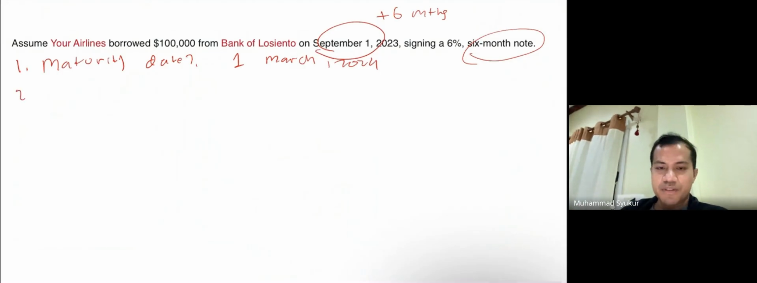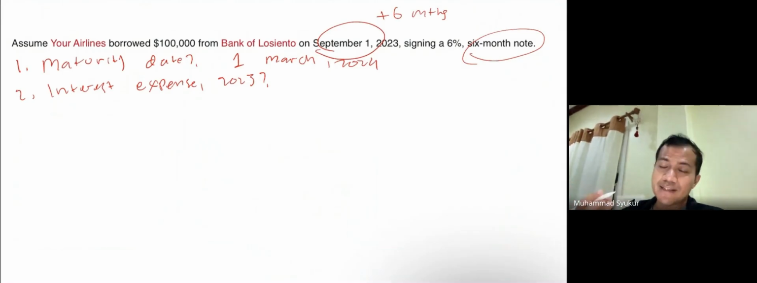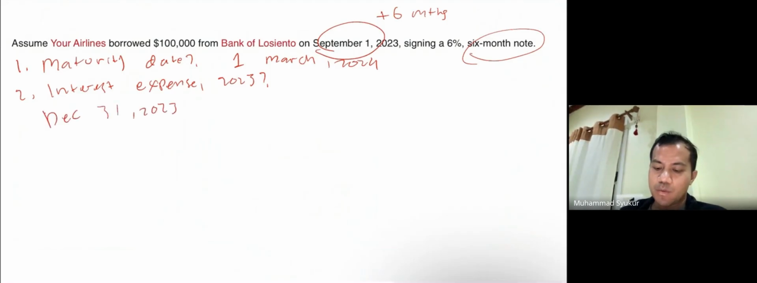And then number two, what is the interest expense for 2023 related to this note? For this question, the calculation would be the interest expense by December 31st, 2023. So why December 31st, 2023?